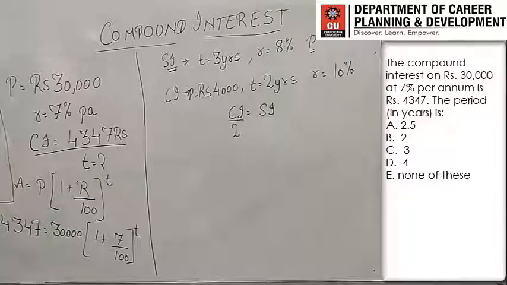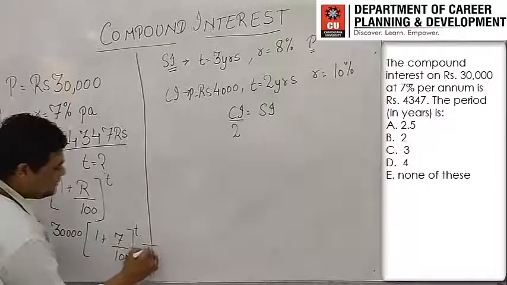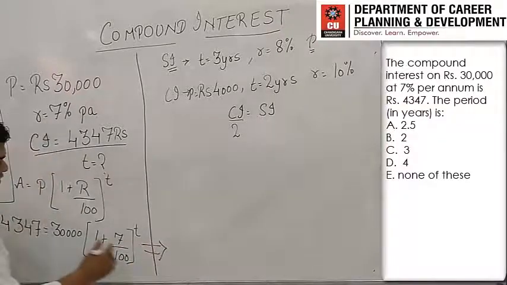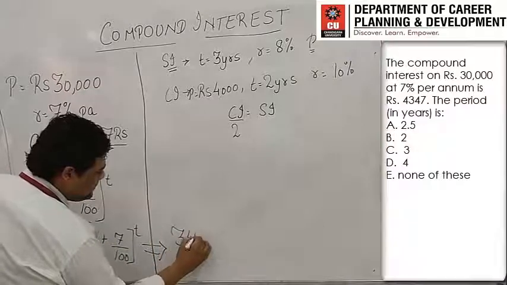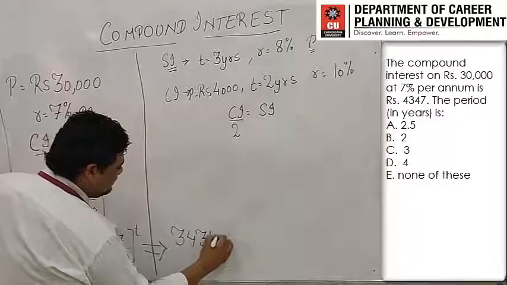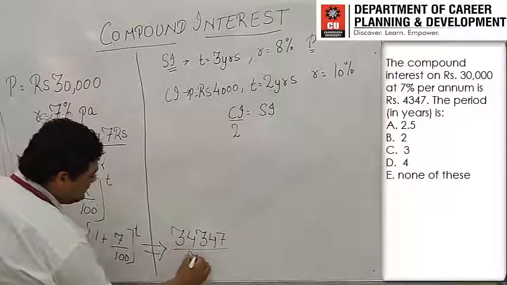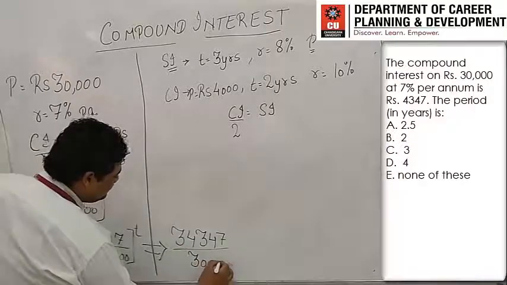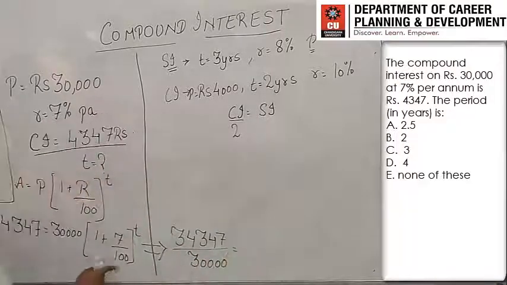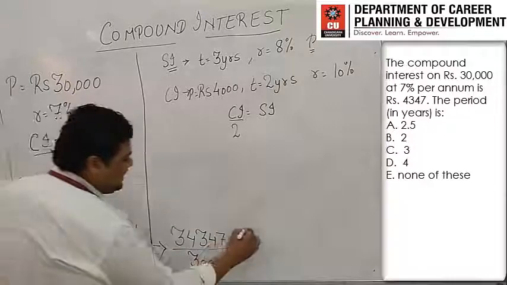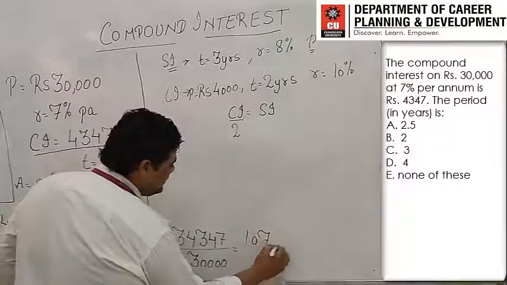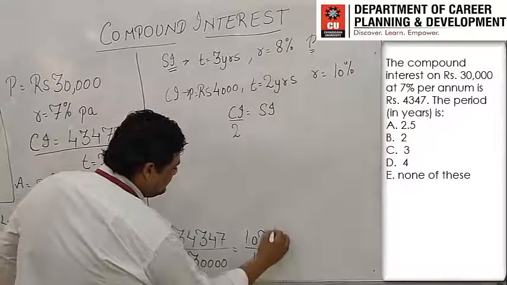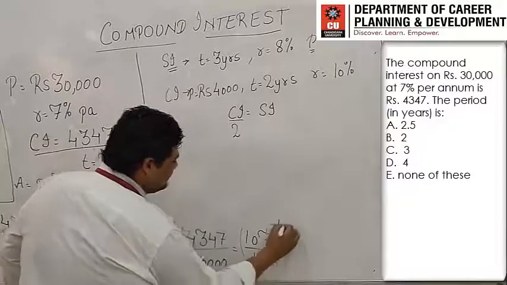I will write this value as 34,347 divided by 30,000 equals, I am taking the LCM over here, 107 divided by 100 raised to the power T.